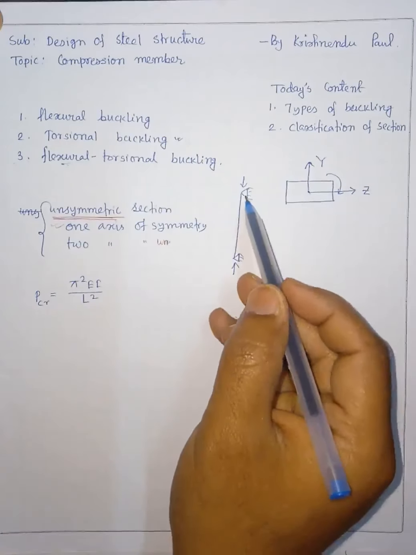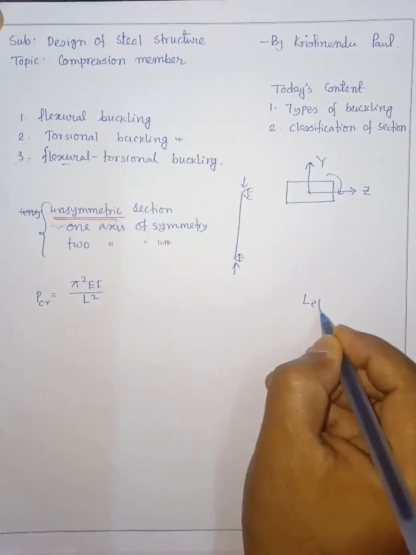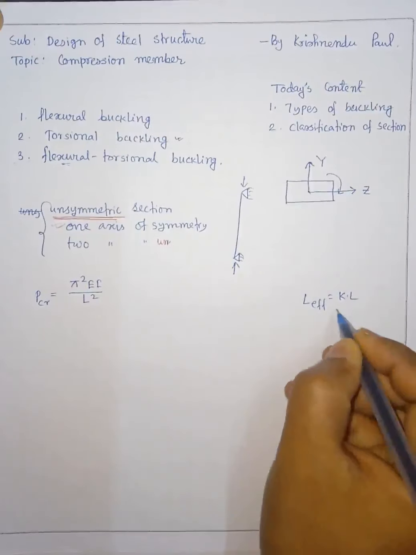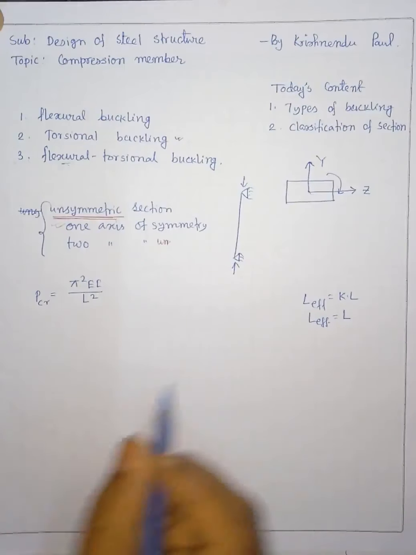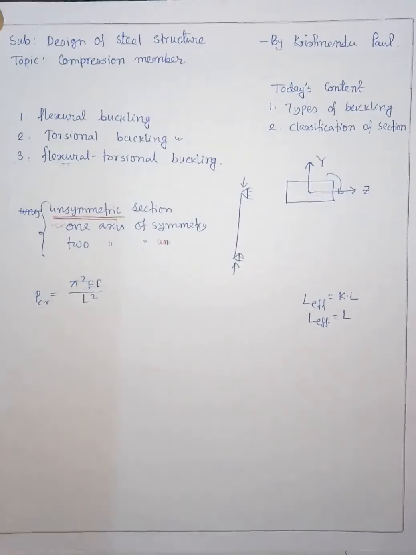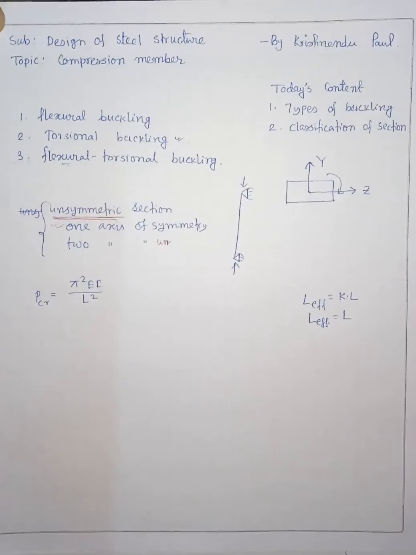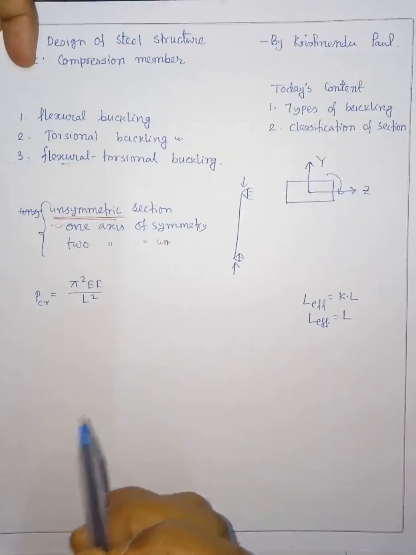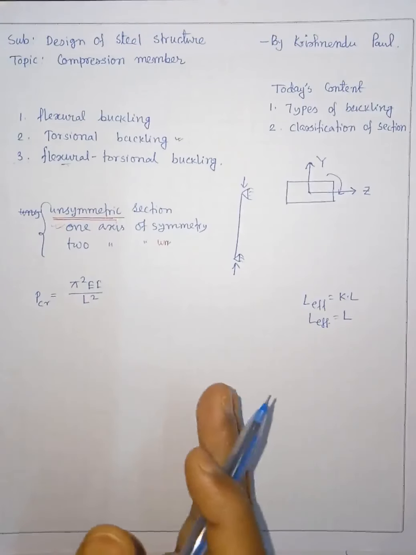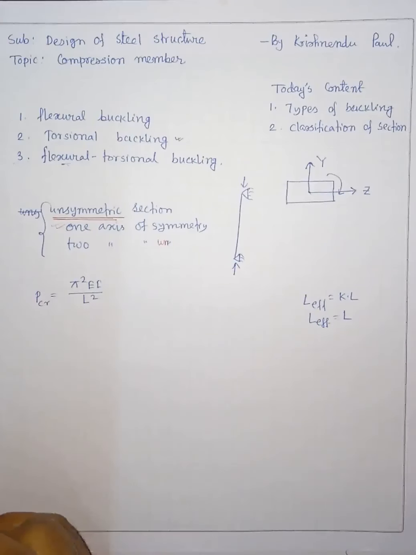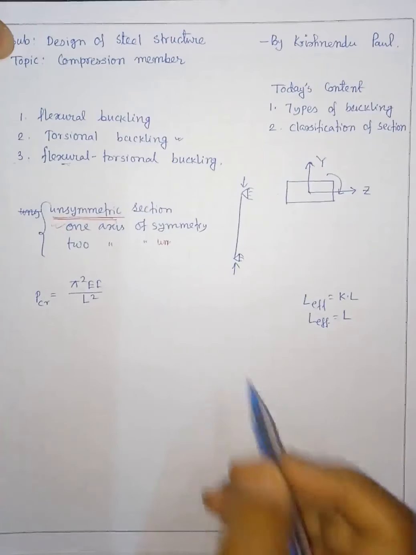Basically, when both ends are hinged, the effective length L effective is equal to K into L, so K becomes 1, so L effective is equal to L. Now for this hinged condition of the compression member, this is the crippling load, as you all know. So we will understand the foundation part of those theories which will be used in our calculations, by this standard hinge case.